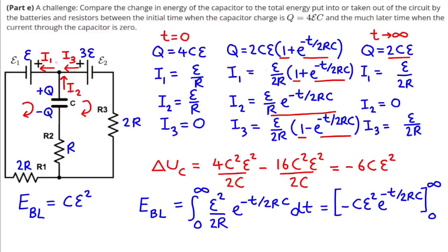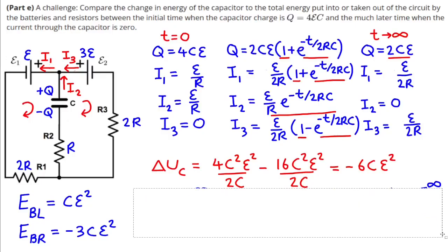Given the current going into the battery, it is charging, or taking power out of the circuit. Now similarly for the right battery, this time we have a negative power and the EMF is 3 epsilon, so the expression we get is positive 3C epsilon squared, and then as t goes to infinity, this term disappears, and as t goes to 0, we get 1, so we end up with the energy of the battery being minus 3C epsilon squared. Now let's get rid of this, and we'll do the resistors and then give a physical interpretation.